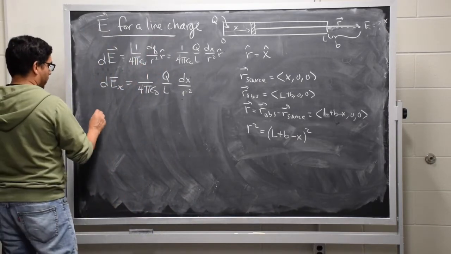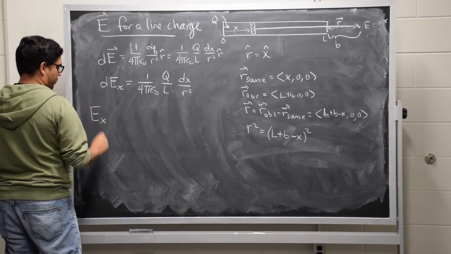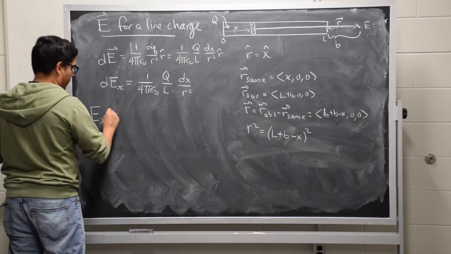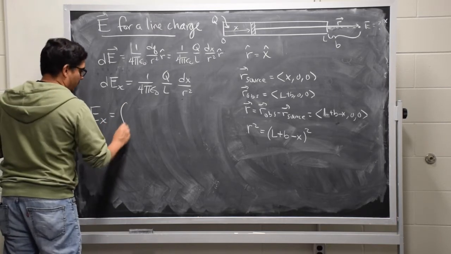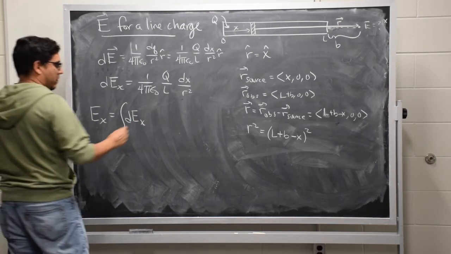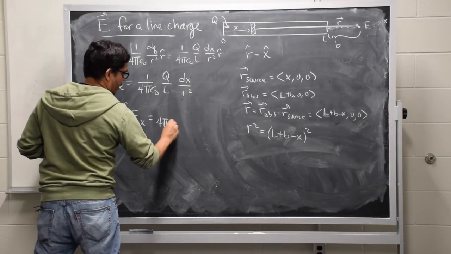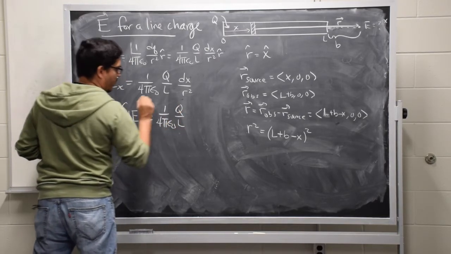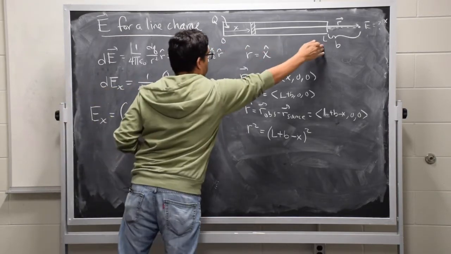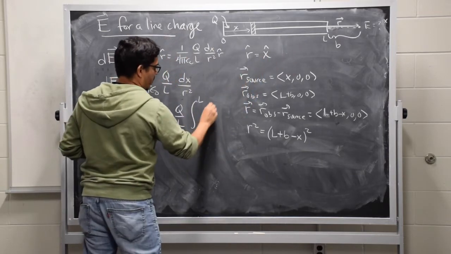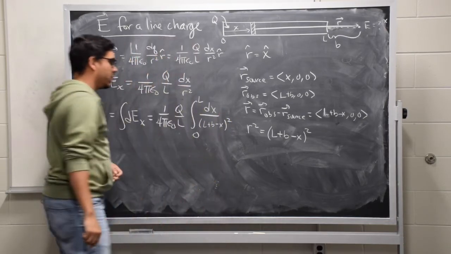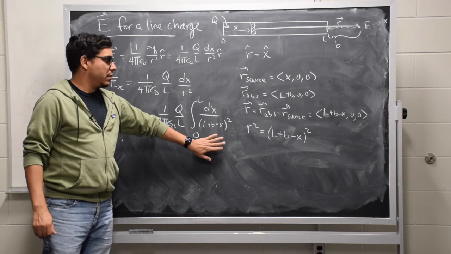So now we have cast our problem as the total electric field in the x direction, which is all of the electric field in this case because it is only along the x direction. It is the integral of dEx, the sum of all the little pieces, and thus the integral of 1 over 4 pi epsilon naught, q over L, the integral from 0 to L, going along the whole length of the rod, dx over (L plus b minus x) squared. This integral is all that we need to do.